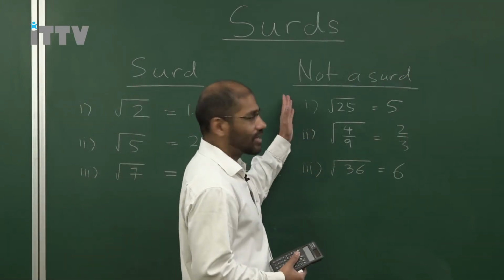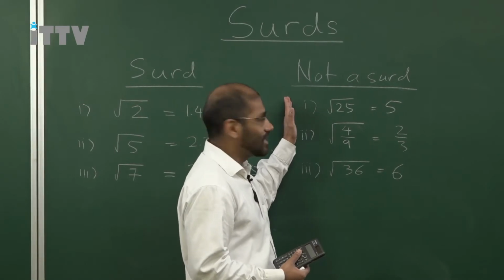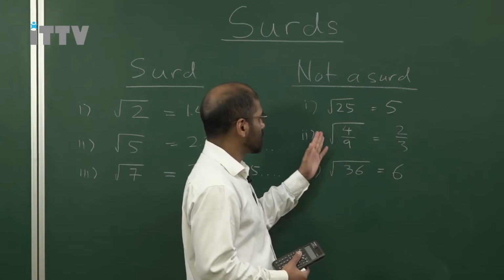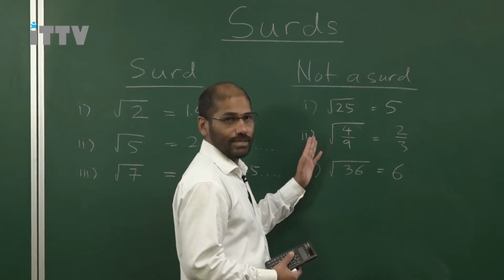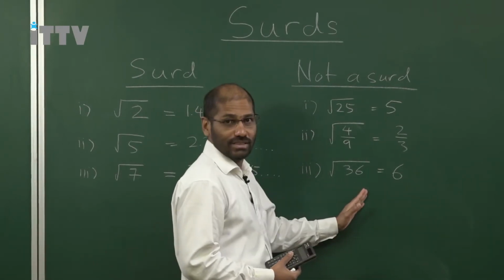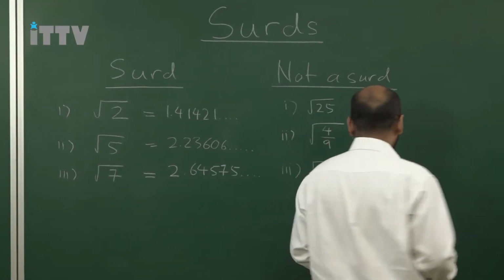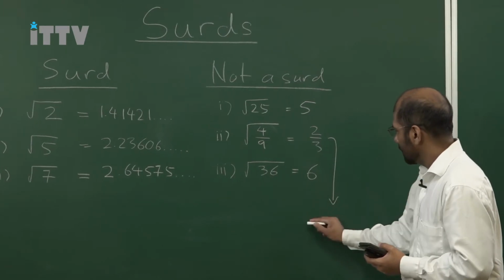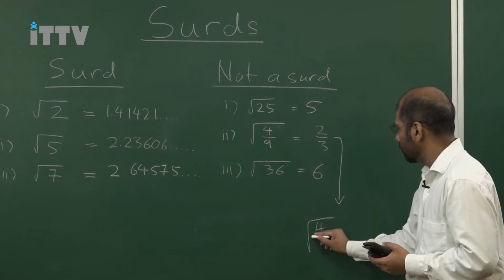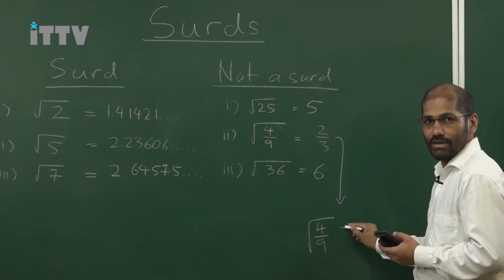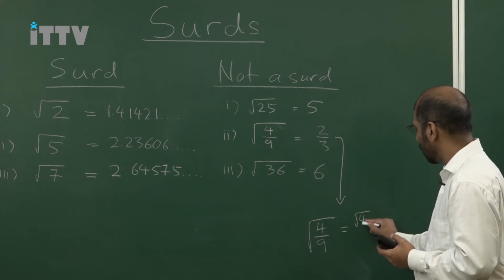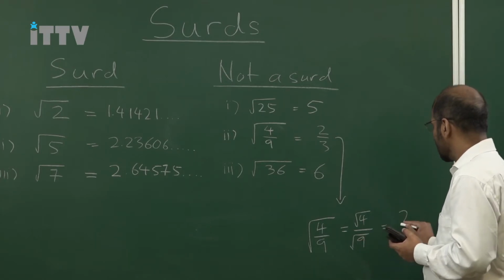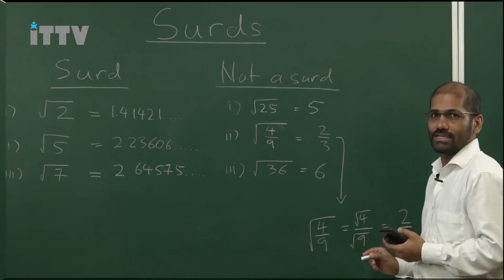Now these are not surds because they can be simplified. Square root 25 is just 5, square root 4 over 9 is 2 over 3, and square root 36 is just 6. Now we have to take note over here that square root of 4 over 9 can be first expressed as square root 4 divided by square root 9, and that is how we get 2 over 3.